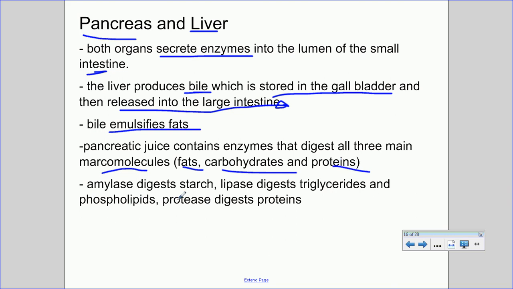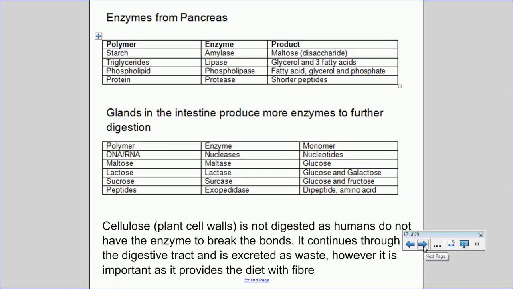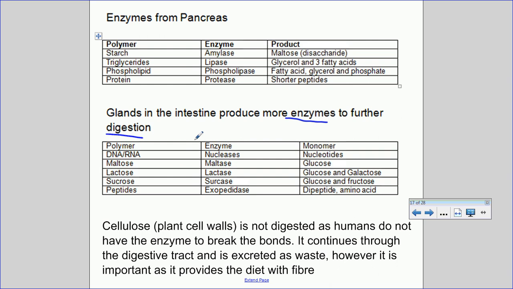So you'll have amylase, as I mentioned in the previous slide, that will digest starch, lipase that will digest triglycerides and phospholipids, and proteases that will digest proteins. So there are a number of different enzymes that are secreted by the pancreas, which can include amylase, lipase, phospholipase, and proteases. But then there are other glands in the intestines that will produce more enzymes for further digestion. These enzymes will break down those products into smaller fragments, and then you have other enzymes that will break down these molecules further, for example.